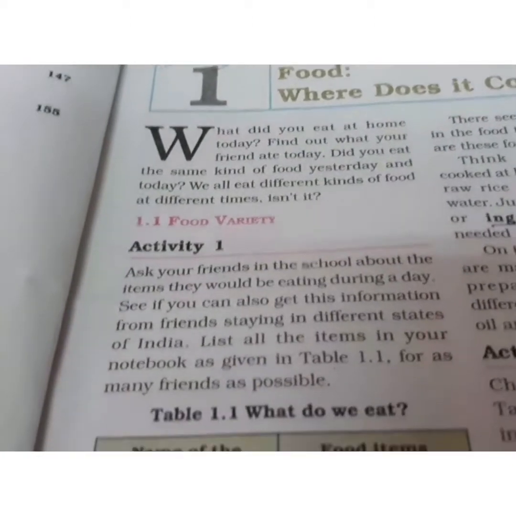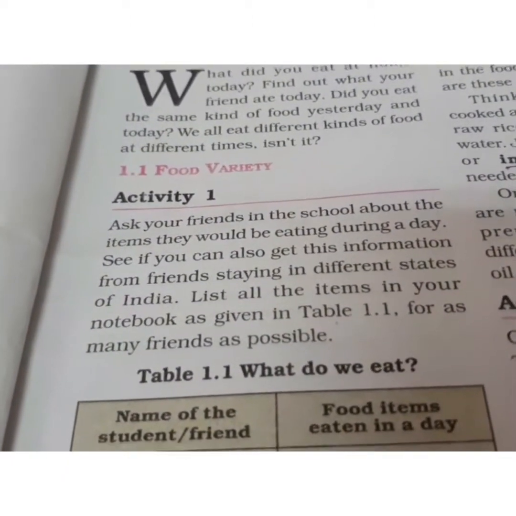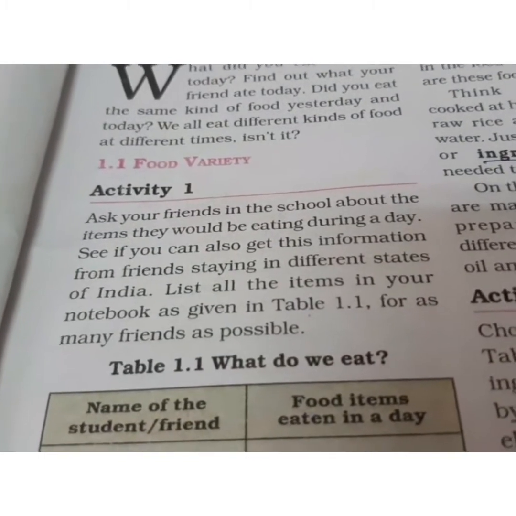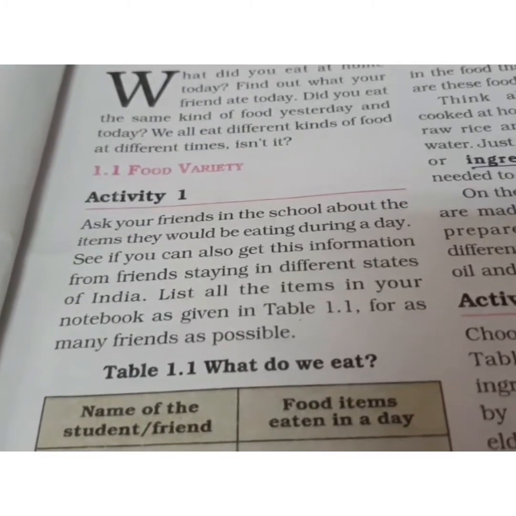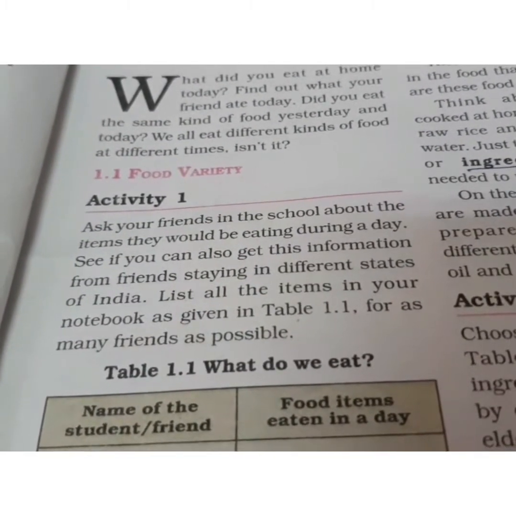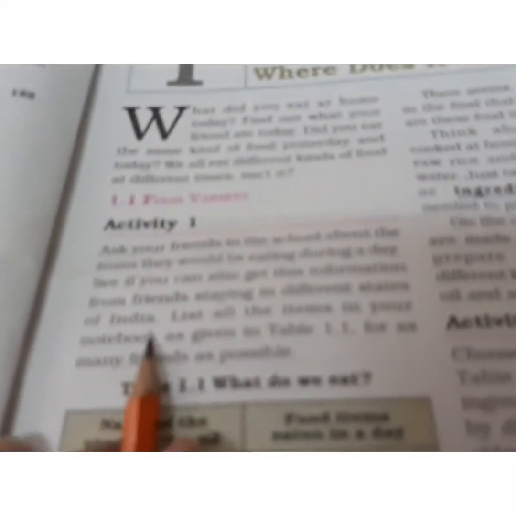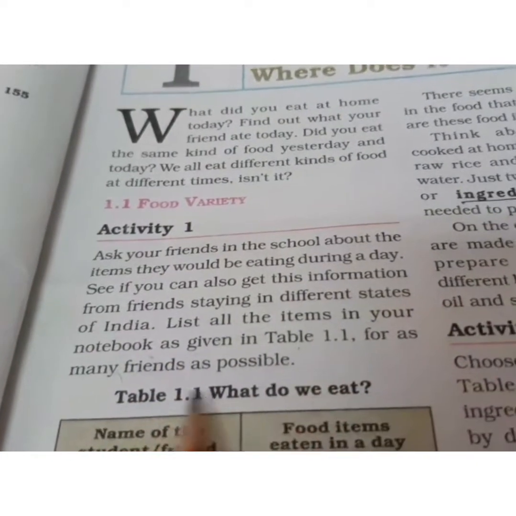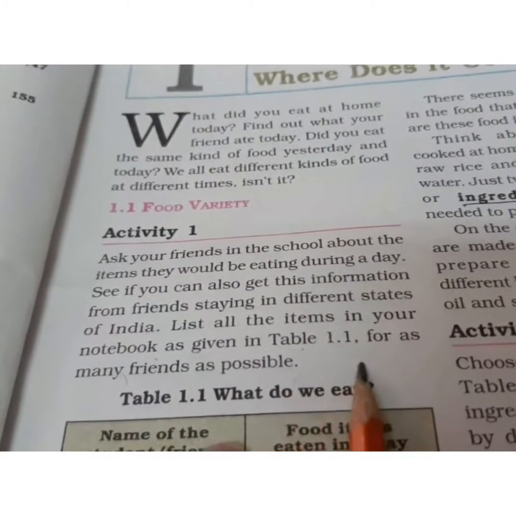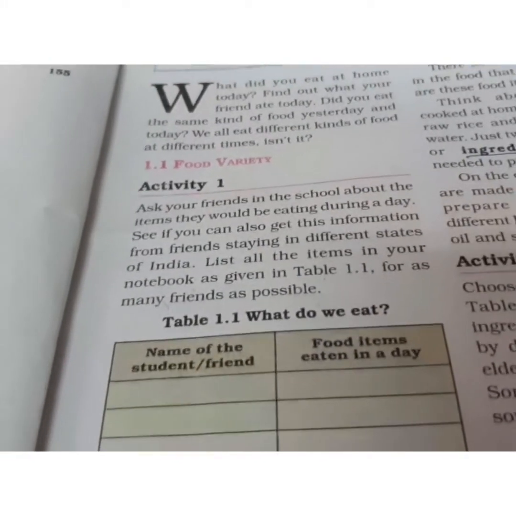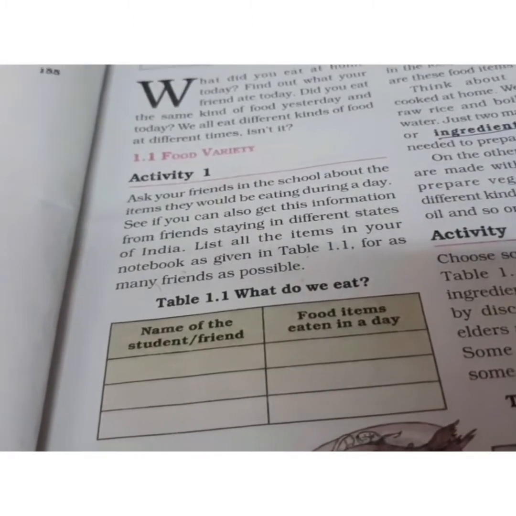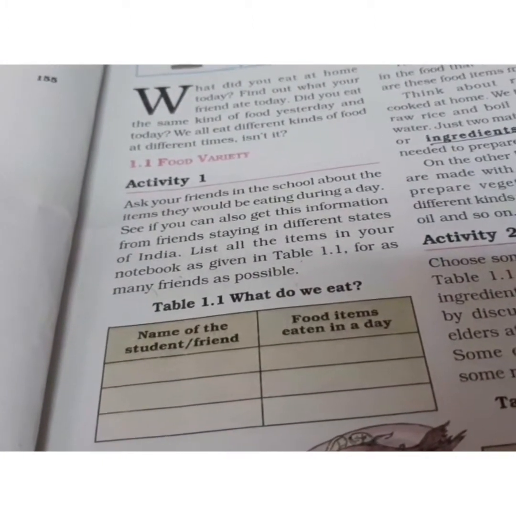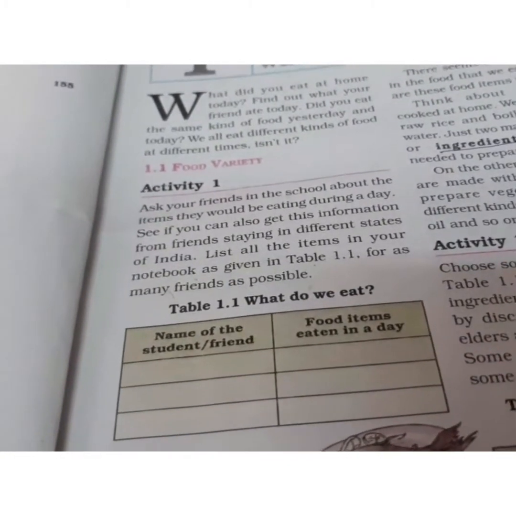Now this is your activity 1, food variety. Activity 1, ask your friends in the school about the items that they would be eating during a day. So, if you can also get this information from friends staying in different states of India, list all the items in your notebook and give as given in the table for as many friends as possible. Now, dear children, here the table is given because you all know that India has many different states, and each and every state has its own eating habits and different varieties of food.